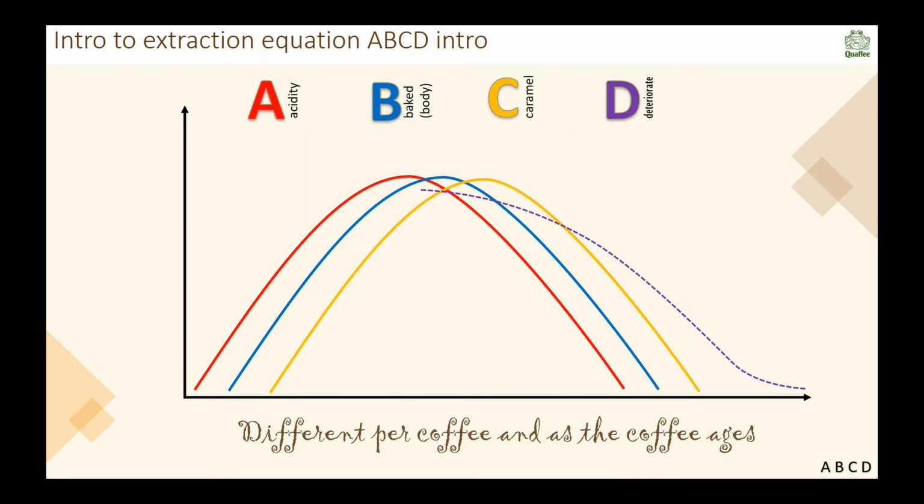Deterioration can occur from too much time or too much liquid in. It all depends on the brew. What is important is this curve is different per coffee and as the coffee ages. This is the sweet spot that you want to try aim for, where you've got a good balance in acidity, baked, and caramels.